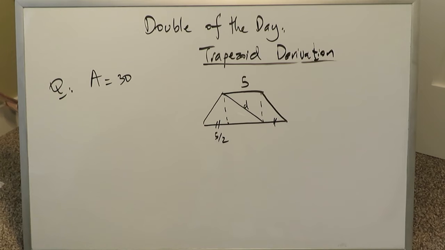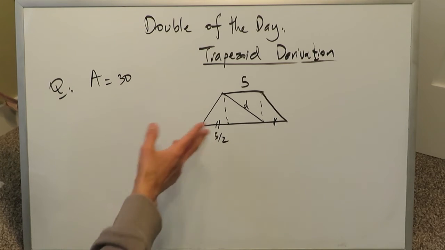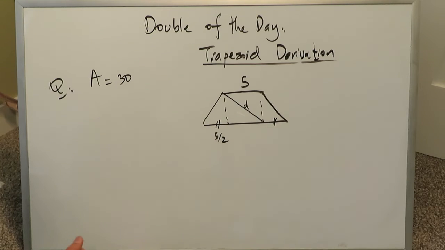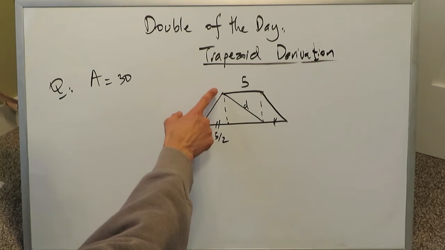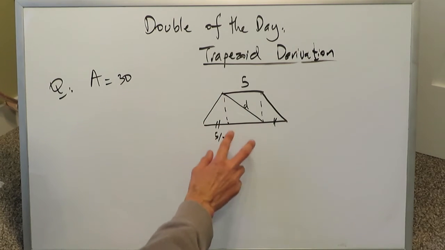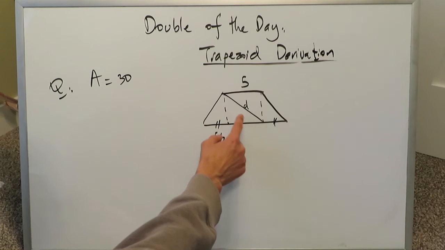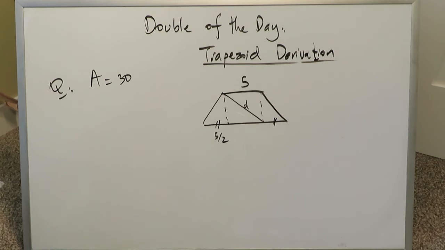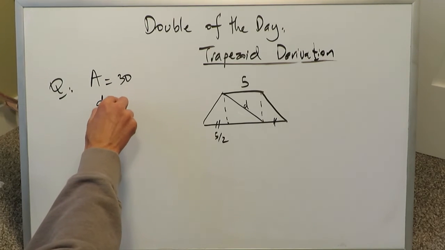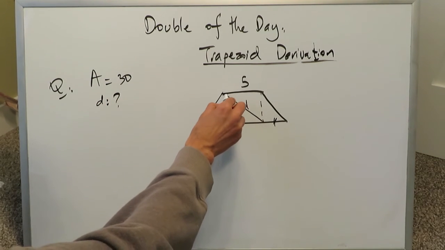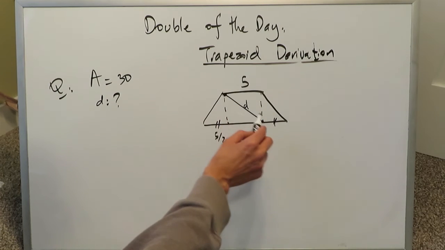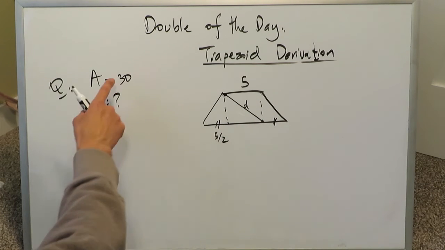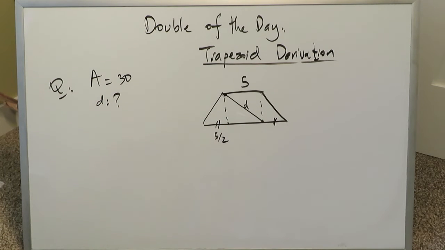This second and last question for this video is not a derivation question by any means. It's just an algebra geometry question. We have a trapezoid drawn over here with a triangle on either end and a rectangle in between, and we've drawn a diagonal. We have to find the length of that diagonal segment if the total area of this trapezoid was 30. How can we go about doing this?